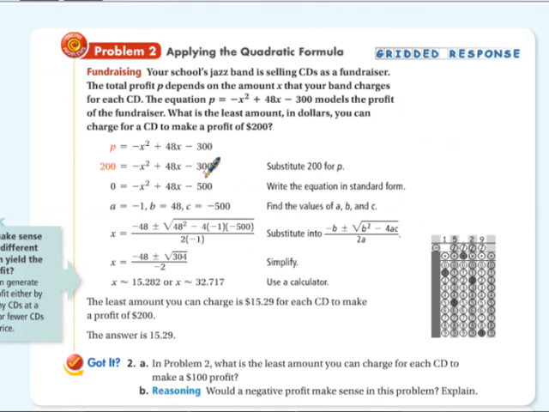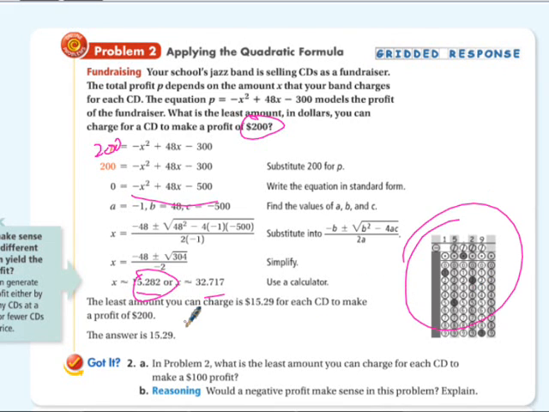Here, how to use the quadratic formula for a word problem. So we set up, we have this function. It models the profit of the fundraiser, and we want to make at least $200, so we put 200 in there. We set it equal to 0 by getting that all on one side, and then we solve. And they want to know what's the least amount you can charge. So we end up with 2 answers, and we just use the smaller, and then this gridded response is what it would look like on an SAT or something like that.